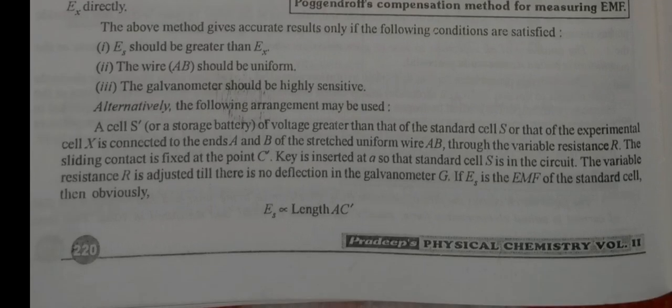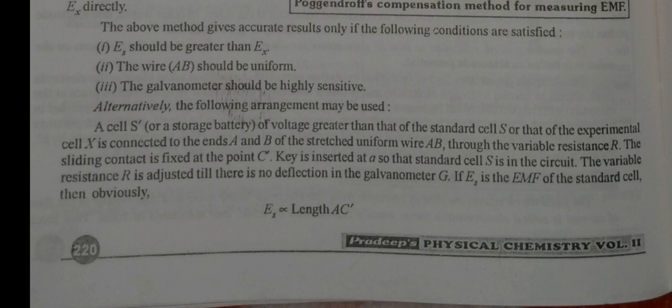A cell S test or a storage battery of voltage greater than that of the standard cell S or that of the experimental cell X is connected to the ends A and B of the test uniform wire AB through the variable resistance R. The sliding contact is fixed at the point C. Key is inserted at A so that the standard cell S is in the circuit. The variable resistance R is adjusted till there is no deflection in the galvanometer G.